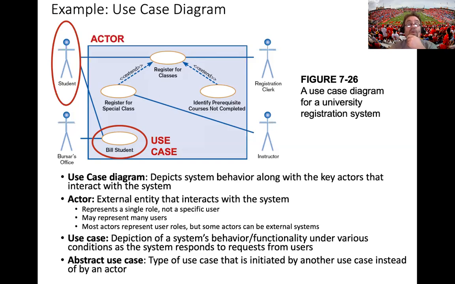You'll recall this is how an information system interacts with actors, and what the information system does as a result. So we have actors: a bursar's office, student, registration clerk, and instructor. The bursar's office initiates the behavior or functionality to bill student. And so the bill student use case interacts with the actor, the student. The student interacts with the use case register for classes, as does the registration clerk, and so on and so forth. So we have actor and use case.